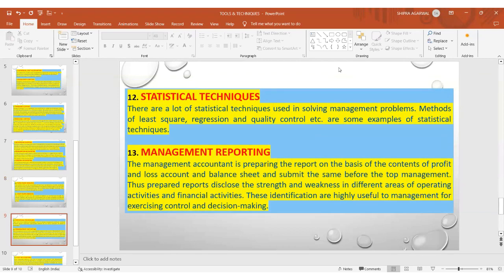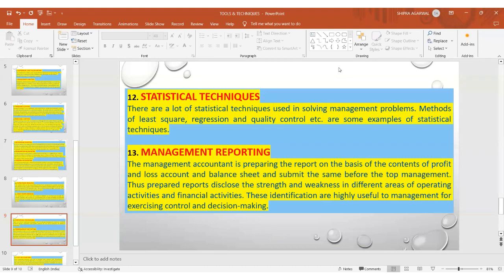Then we have statistical techniques. There are many statistical techniques that are used in solving management problems, like least squares, regression, quality control, etc. Ultimately, whatever information is required by the management accounting people for taking decisions, they do not need it the way it is presented in financial accounting. They need it in the form of charts, maybe graphs, or in some way in which statistical techniques are required. That will help them make the figures simpler and easy to remember, and it will further help them take decisions in a more radical way.